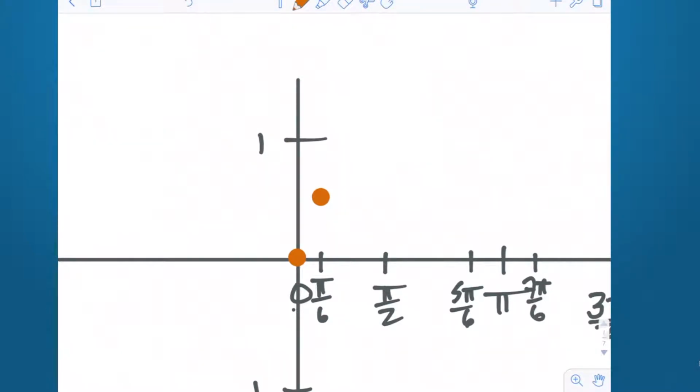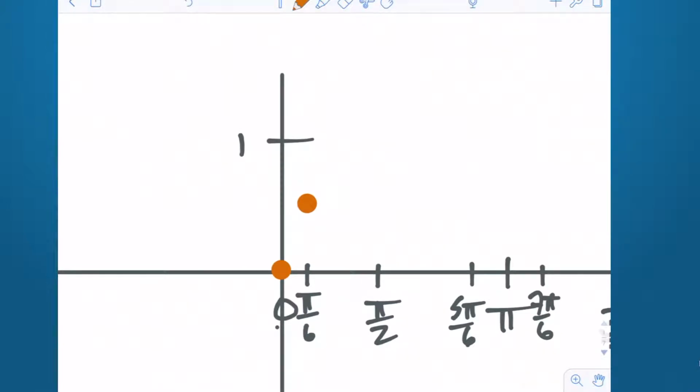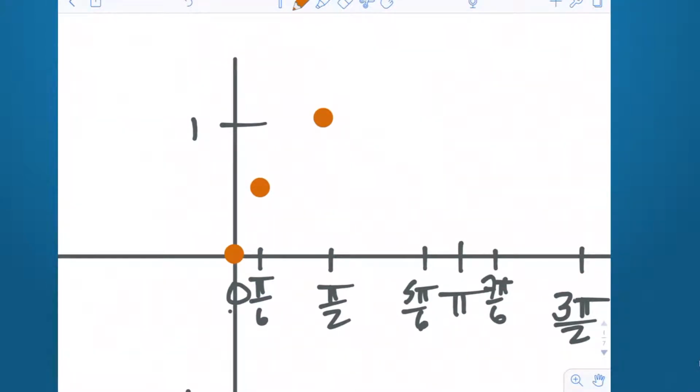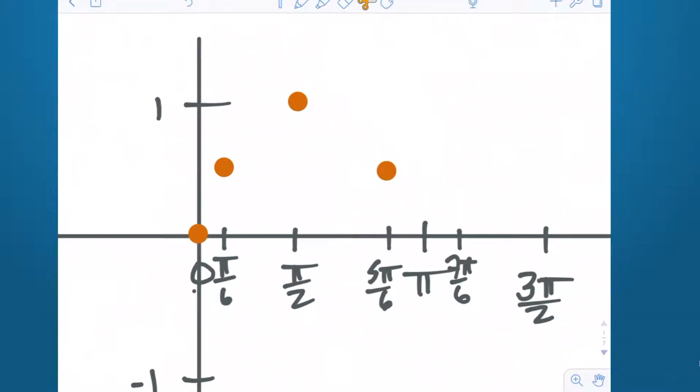Now at pi halves, what's sine of pi halves? 1. So we'll put a dot there. Sine of 5 pi 6 is back to 1/2. So now you want to try and match it up with the height of the other one over there. Sine of pi, back to 0.